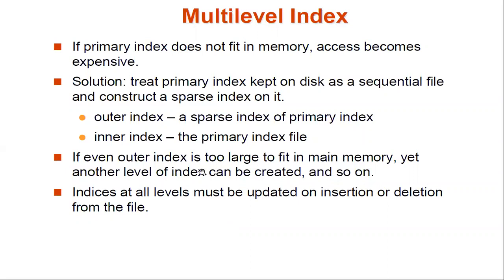The primary index does not fit in memory, and access becomes expensive. Suppose your index file is too big and is not fitting in memory, then accessing a particular value becomes expensive. So for that, we will split the index file into different levels. That is the solution: treat the primary index kept on disk as a sequential file and construct a sparse index on it. We divide the primary index into different levels of index files and construct a sparse index on it. Then you have the outer index, a sparse index of the primary index, and the inner index is the primary index file.